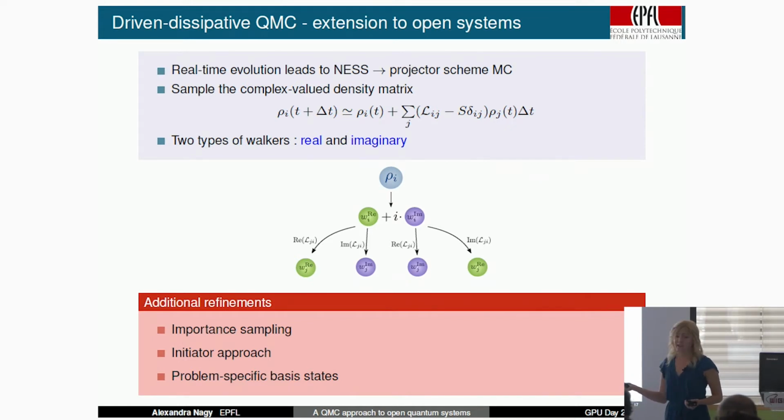So I don't have time to go into details, but we used importance sampling, the initiator approach and problem-specific basis states. But I do have time to tell you that none of these approaches will truncate our Hilbert space. It's still fully available. We let the system decide to go to the states which are important. And we just try to drive that a bit.